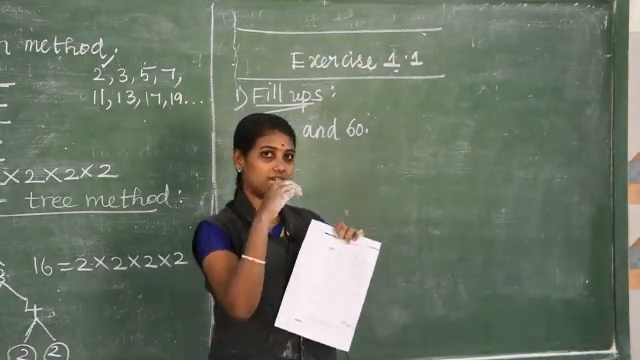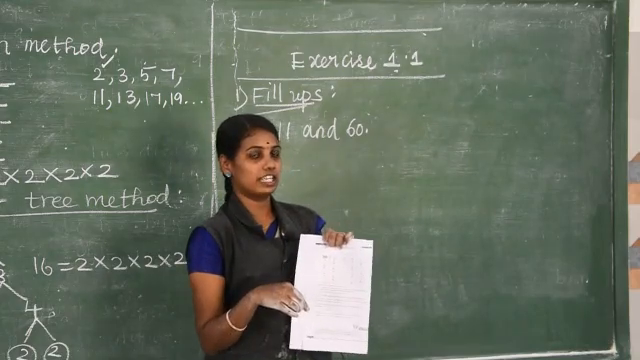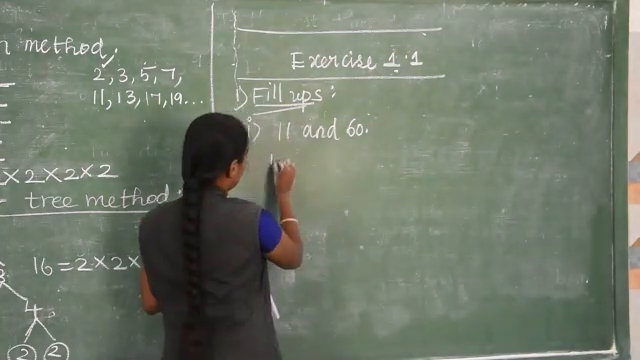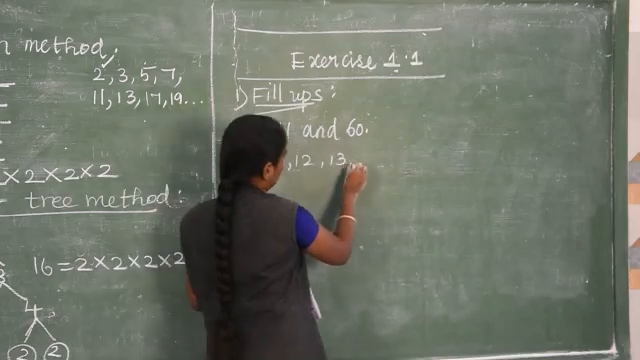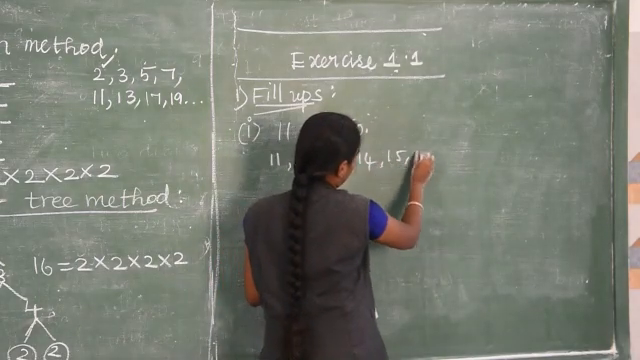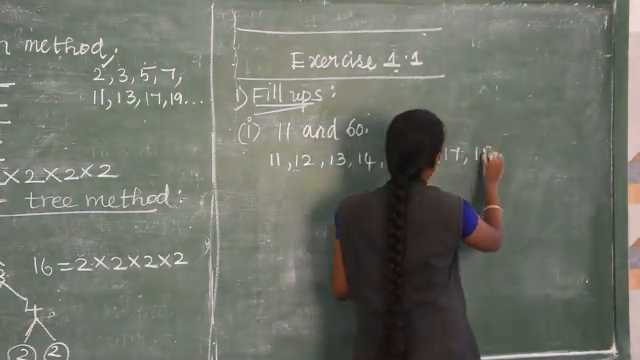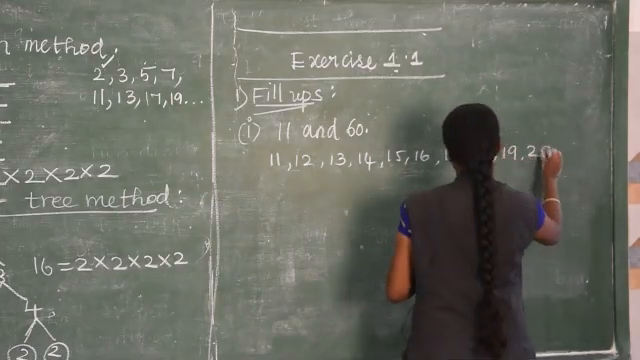Composite numbers include the even numbers. Strike out the even numbers easily. For example, 11, 12. Let me write and explain to you. It will be very easy.